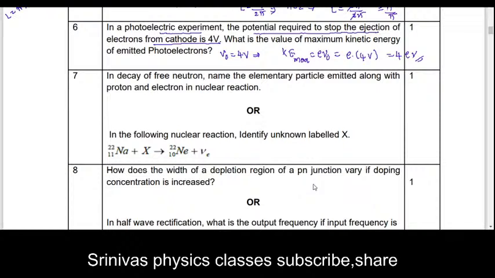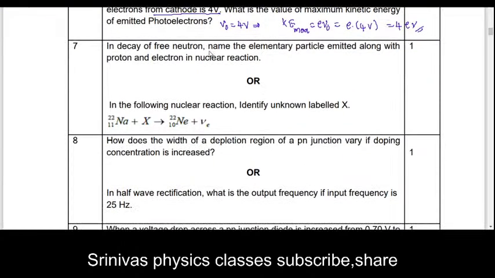In the decay of neutron. Actually, this is not in the syllabus. Free neutron decay. That means if a neutron is converted into a proton and an electron, then what elementary particle will be emitted along with the proton and electron? Look, one neutron converted into proton means 1p1, which is also equal to 1h1. Along with this, one particle will be emitted. They are asking what is the name of that particle.